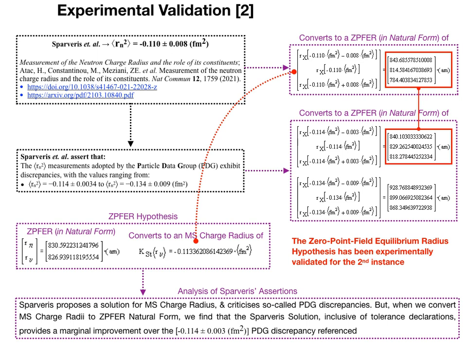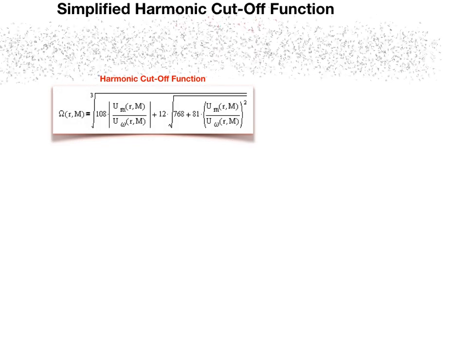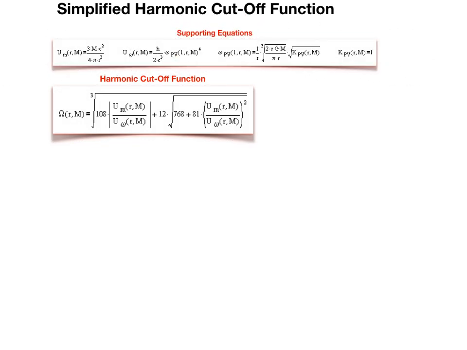Next, we'll develop analytical solutions for the zero-point field equilibrium radius of the proton and neutron. The first step in establishing analytical solutions requires the simplification of the harmonic cutoff function. To achieve this, we commence by recognizing that at the fundamental particle scale of reality, the refractive index evaluates to unity. This is mathematically demonstrated by evaluating the refractive index utilizing our numerical solutions for zero-point field equilibrium radius.